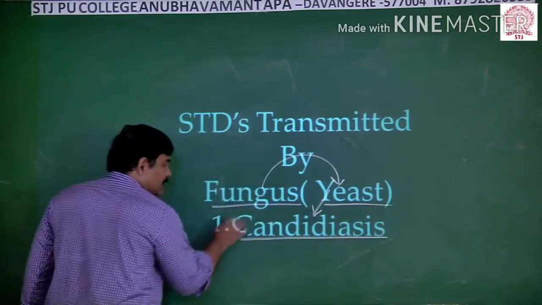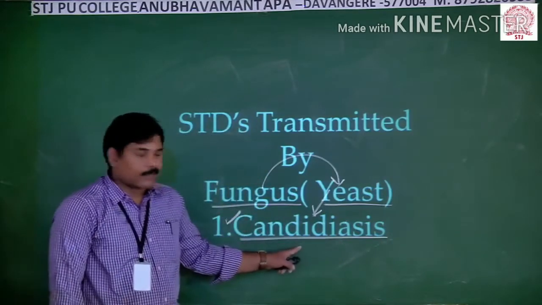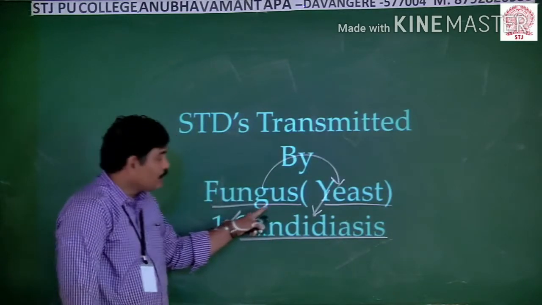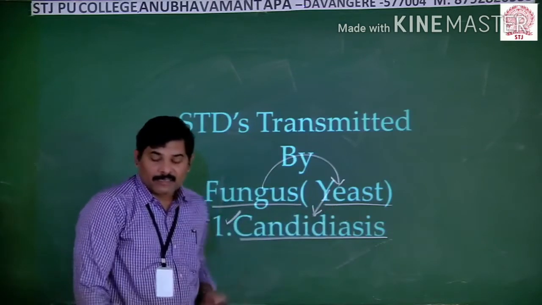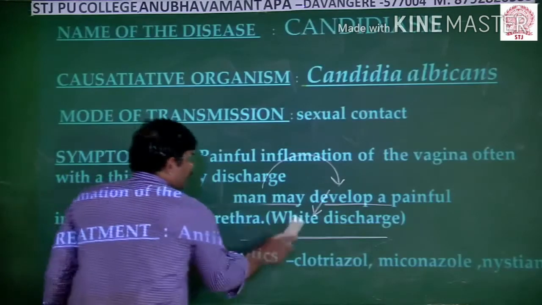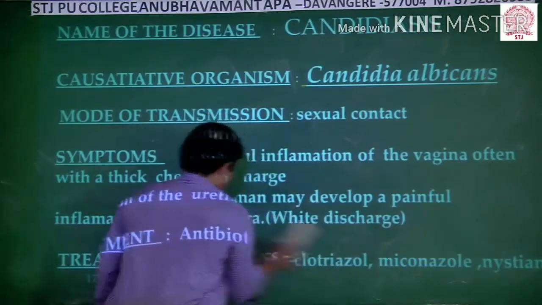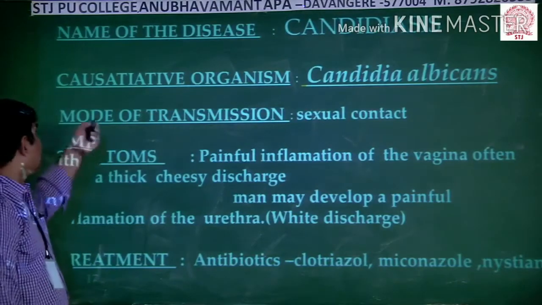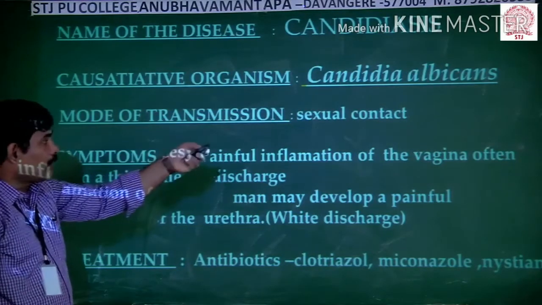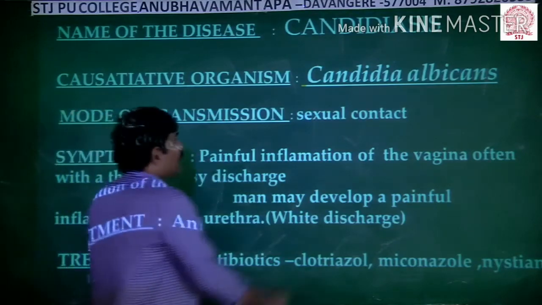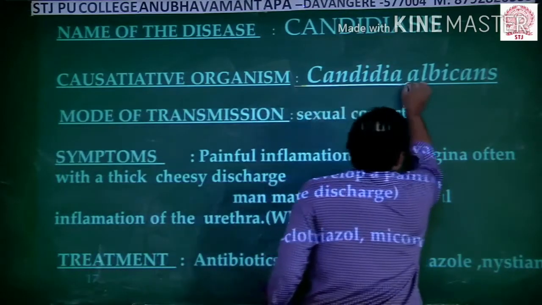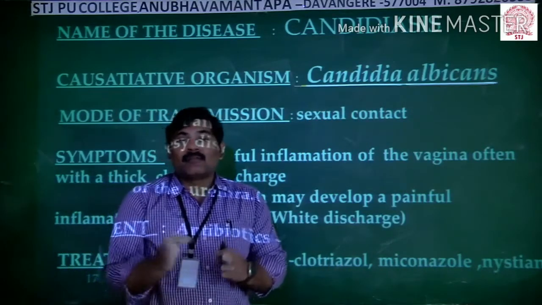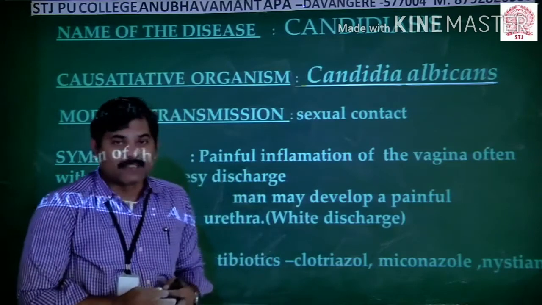The name of the disease is candidiasis. Candidiasis is the name of a disease caused by a fungus, which is a yeast. Let us see the information related to this in detail. Right. Candidiasis is the name of the disease. The causative fungal organism, the yeast, is Candida albicans. Candida albicans is the name of the yeast which belongs to the group of fungi.